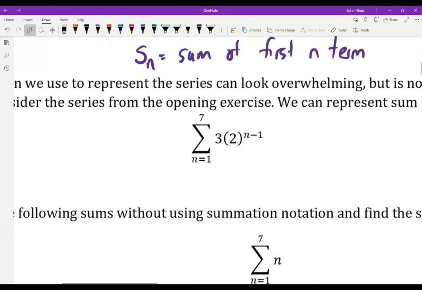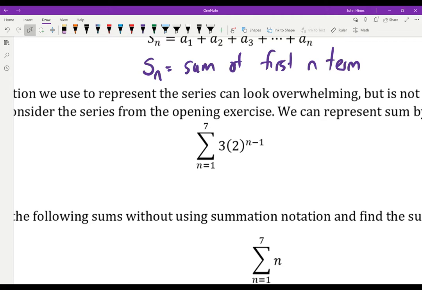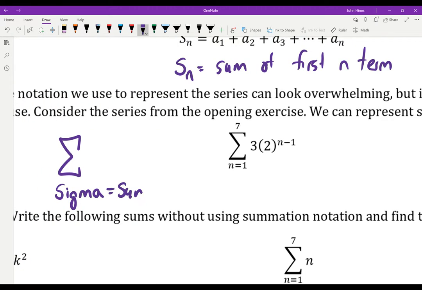And we use this lovely notation here to represent it. So let's tackle what this crazy notation is. This is the capital Greek letter sigma, and it means sum. When you see this big Greek symbol, it means you're finding a sum. What's next to it is the explicit formula, that's what I'm finding the sum of. The bottom tells you where to start, and the top tells you where to stop.